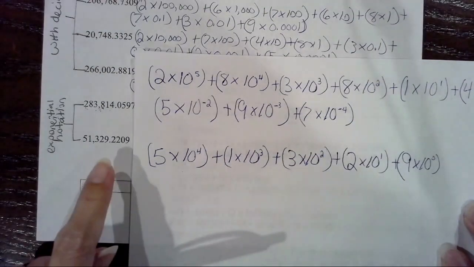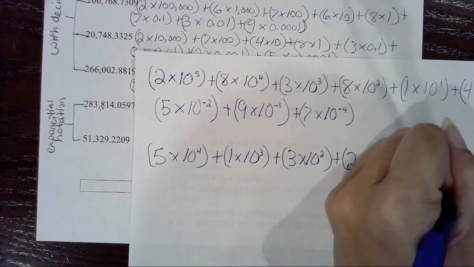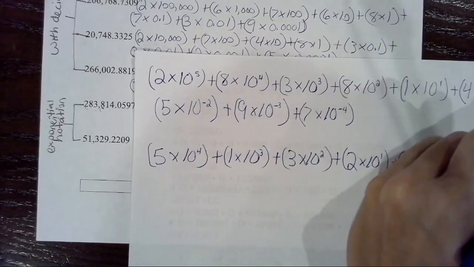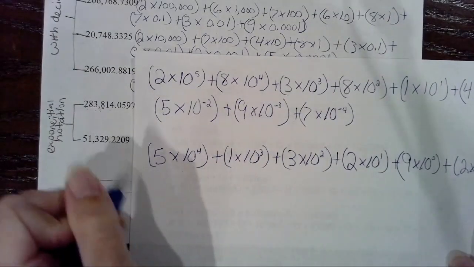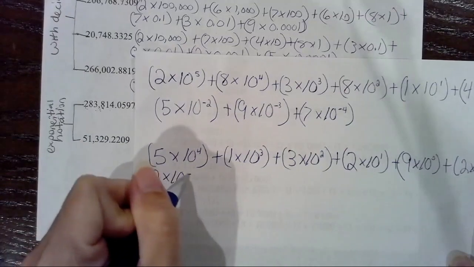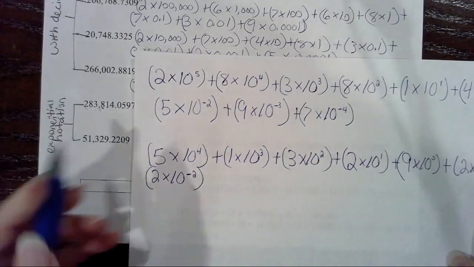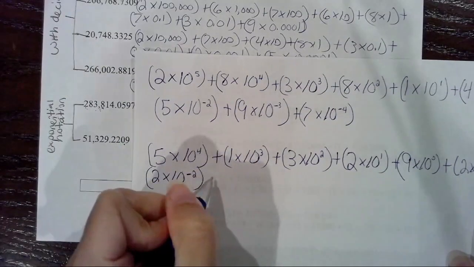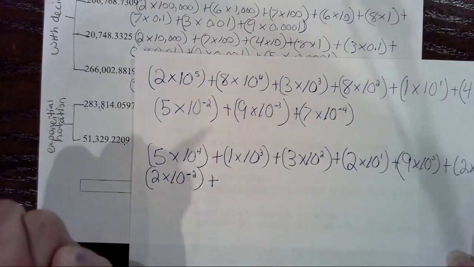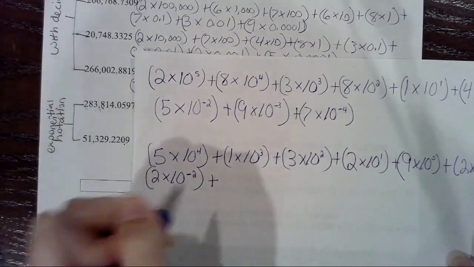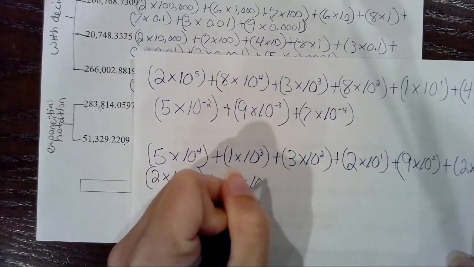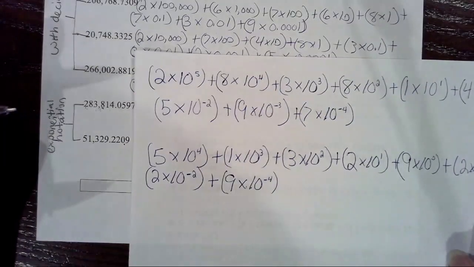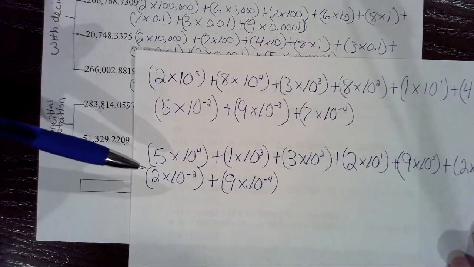We have a 2 in the tenths place, so that's 2 times 10 to the negative 1. Then another 2 times 10 to the negative 2 for hundredths place. There is nothing in the thousandths place, so I can skip that. Or I could put 0 times 10 to the negative 3. I'm just not going to. You can though. And then finally we have 9 times 10 to the negative 4th, because it is in the 10,000th place. So that is expanded form using exponential notation.